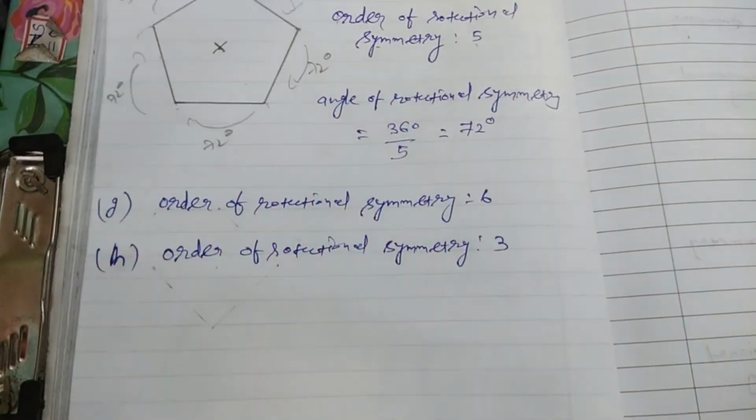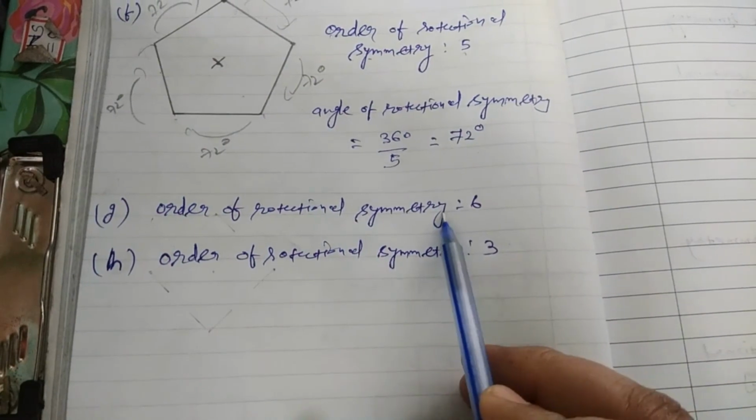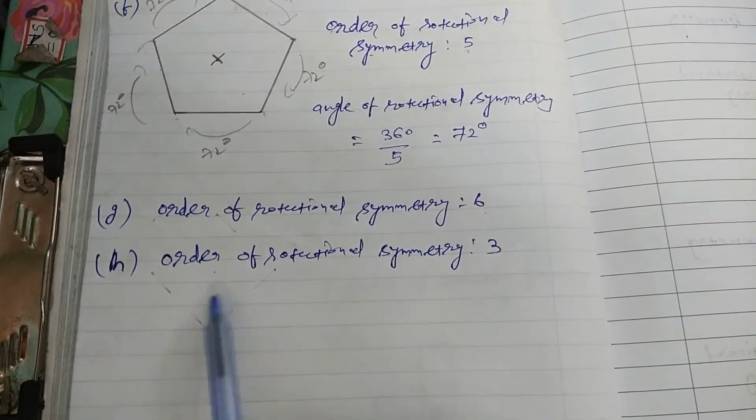So for shape G, the order of rotational symmetry is 6, and for shape H, the order of rotational symmetry is 3.